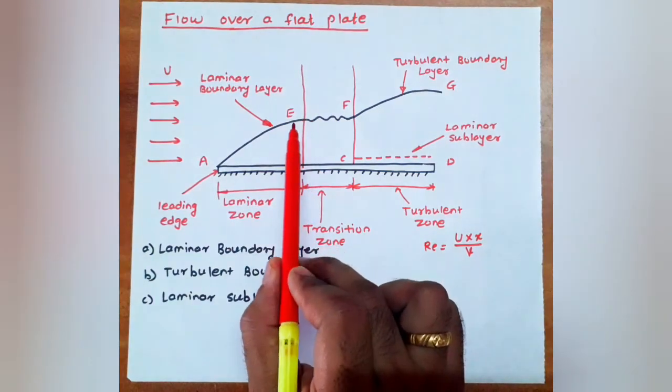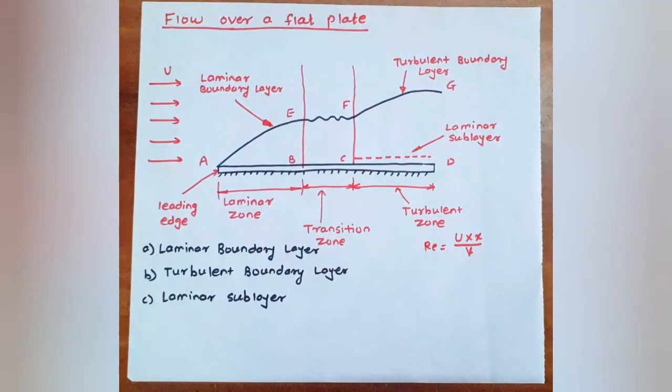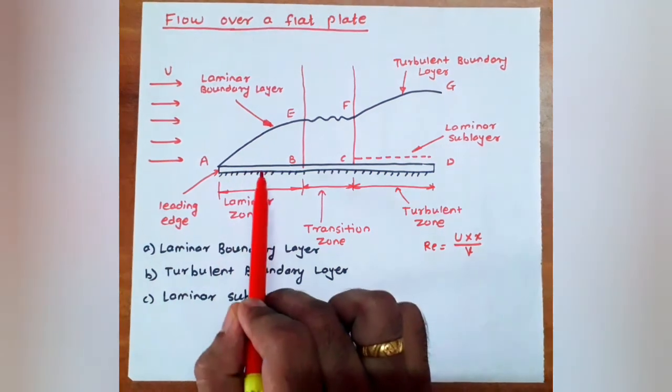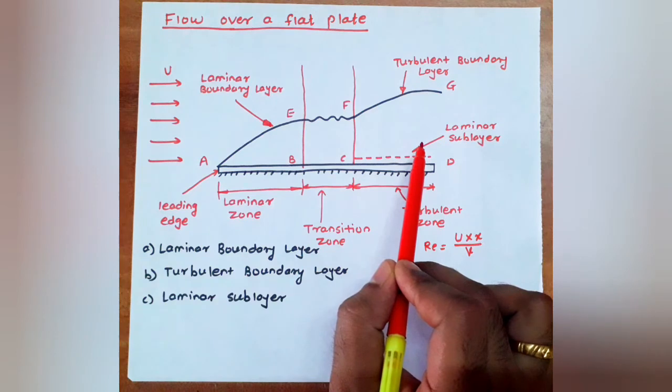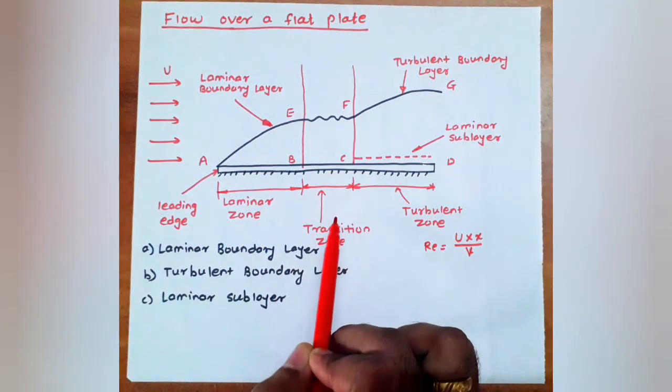The boundary layer becomes unstable, and the motion of the fluid within it is disturbed and irregular, which leads to transition from laminar to turbulent boundary layer. This sort of zone over which the boundary layer flow changes from laminar to turbulent is called the transition zone. This is shown by the distance BC. So BC is the transition zone.